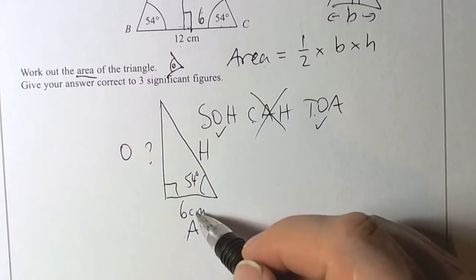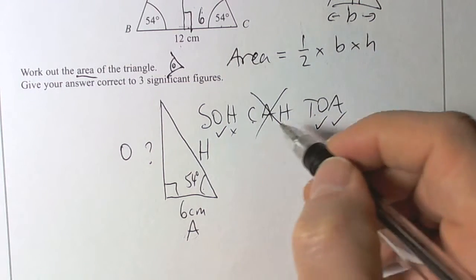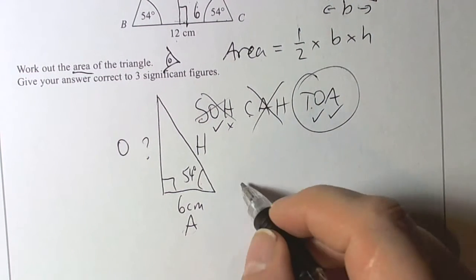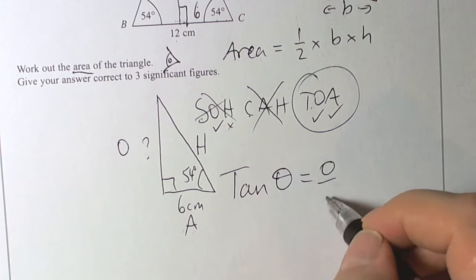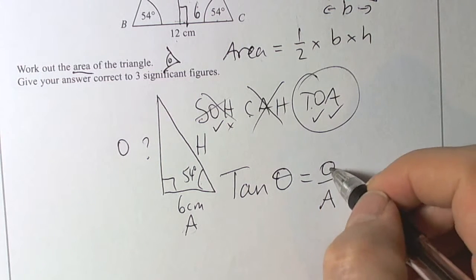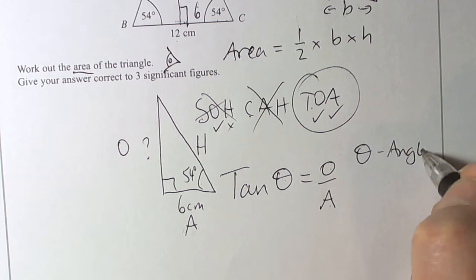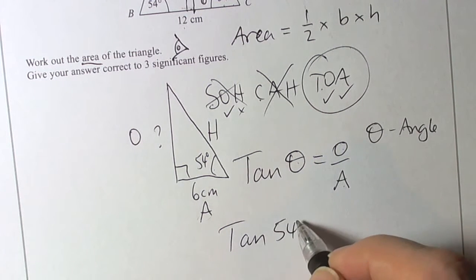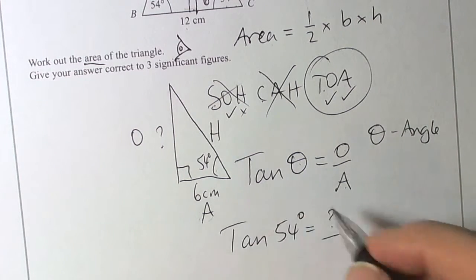And what do we know? Well, we know the value of A. We don't know H, so that one's gone as well. So now we know that we're going to be using this ratio here. So again, it's a ratio, so write down tan theta equals O divided by A, the opposite length divided by the adjacent length, and theta is the angle. Fill in this with the information we know. So we know that the angle is 54 degrees, O is our question mark, and A we've been told is 6.